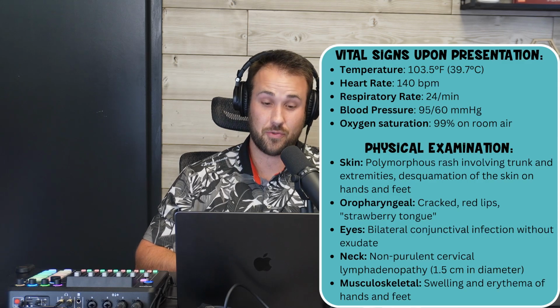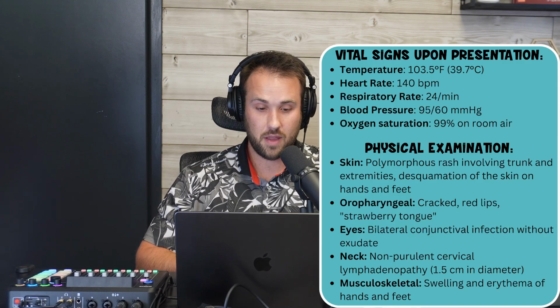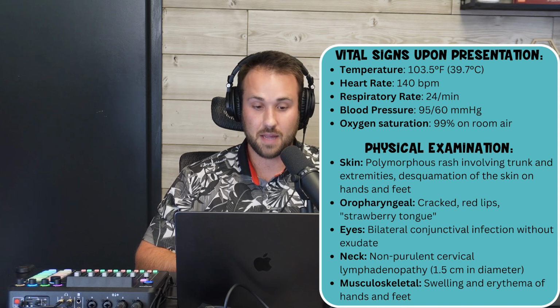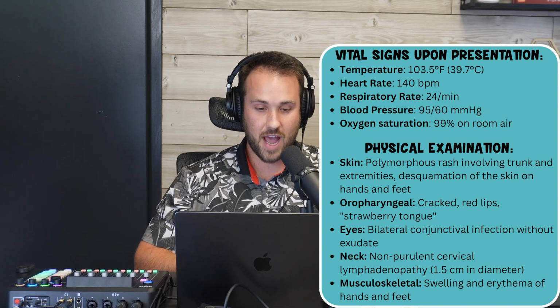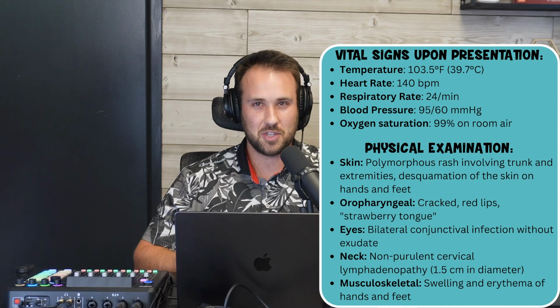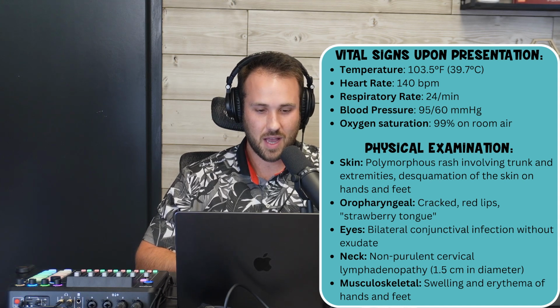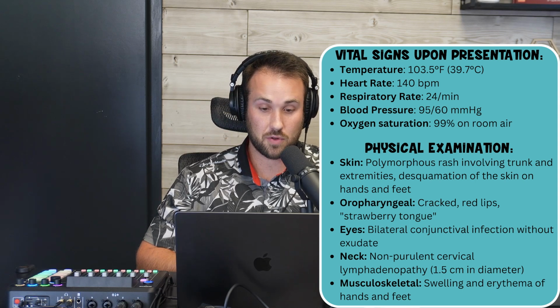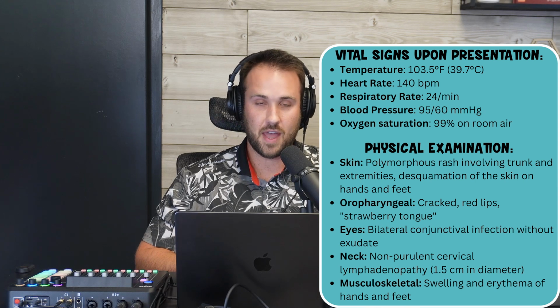As we know from his history, he does have a fever. Currently, vitals: temperature is 103.5 Fahrenheit, heart rate is 140, respiratory rate is 24, blood pressure is 95/60, and SpO2 is 99% on room air. For his exam, skin is polymorphous rash involving the trunk and extremities, desquamation of the skin on hands and feet. Oropharyngeal, cracked, red lips. Also, we note a buzzword term here, strawberry tongue. Eyes, bilateral conjunctival injection without exudate. Neck, non-purulent cervical lymphadenopathy, 1.5 centimeters in diameter. MSK, swelling and erythema of hands and feet.